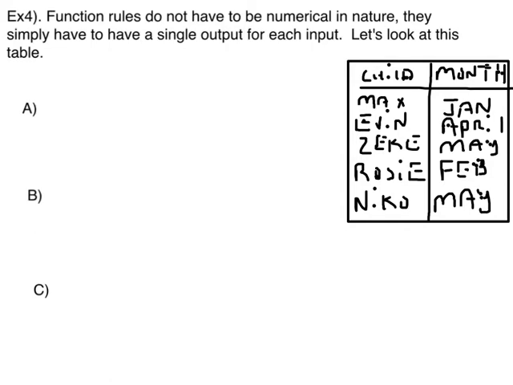So question A here basically states, why can we consider this a function? Well, what's the reason why? Well, basically it's because each child has exactly 1 month that they're attached to for their birth month. So Max has January, Irvin has April, and so on. So that's your answer for part A. Each input has exactly 1 output. Each child has exactly 1 birth month. And that's what you would write down on your paper.